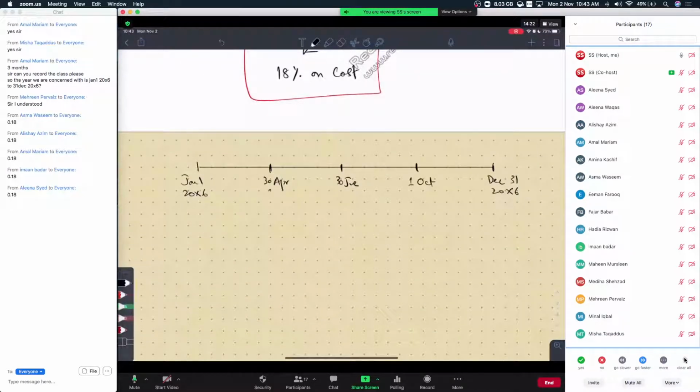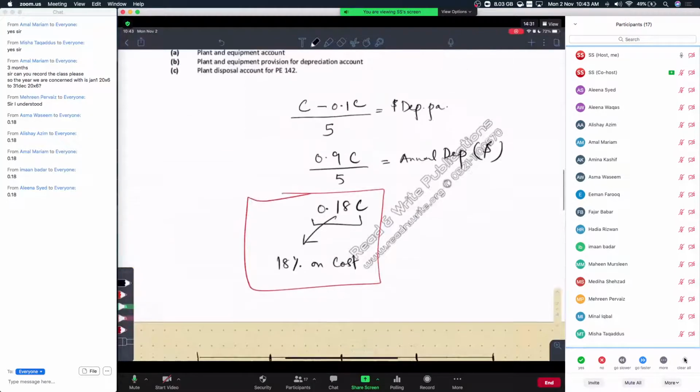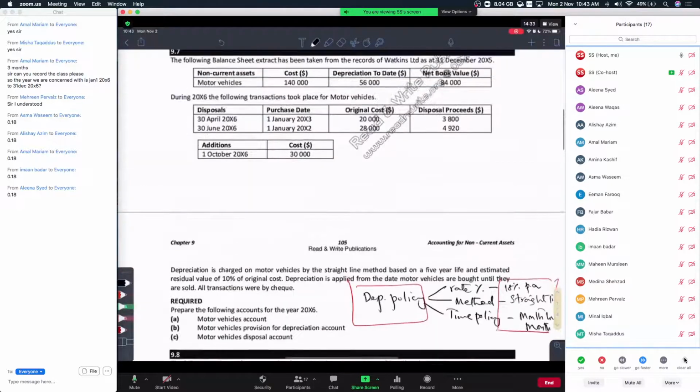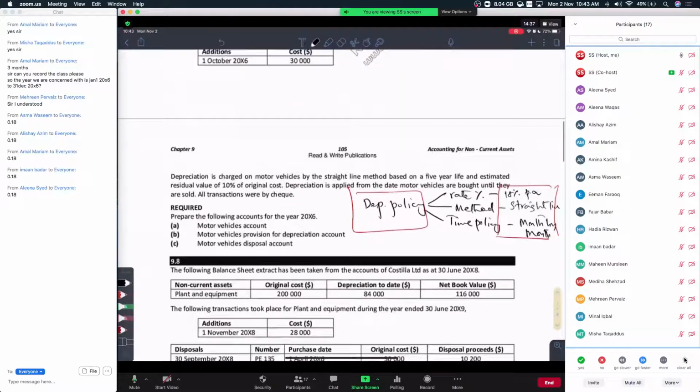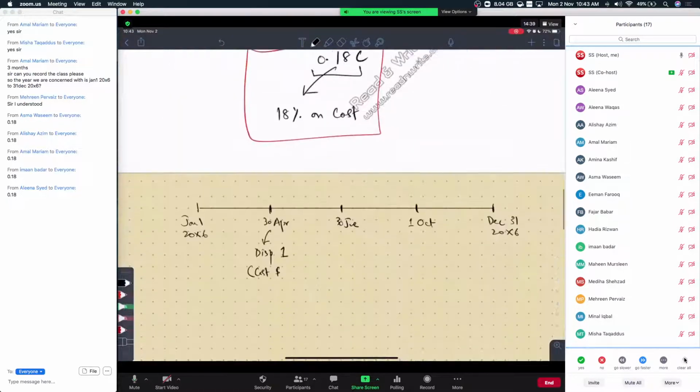So on 30th of April we had disposal 1. Disposal 1, the original cost was how much? The original cost was 20,000, and 1st of January 20x3. Okay. Cost was 28,000 on January 1st 20x3. So this is what we bought in 20x3, and the cost was $28,000.